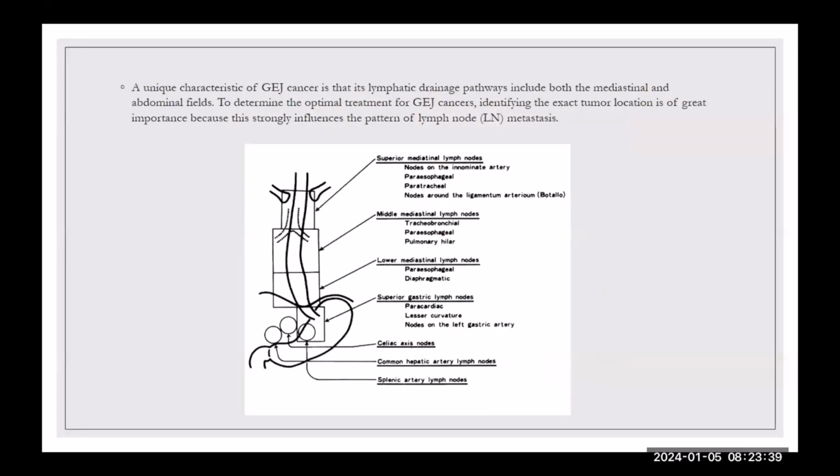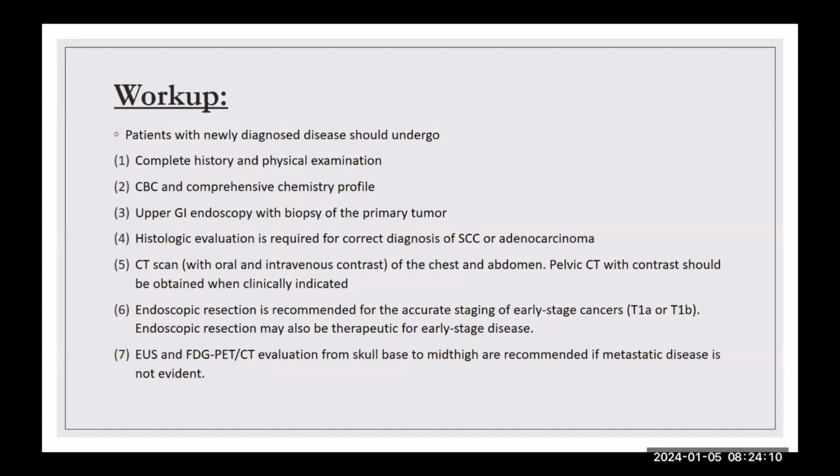Here is a unique characteristic of gastroesophageal junction cancer: the lymphatic drainage is very peculiar. So identifying the exact tumor location is of great importance and strongly influences the pattern of lymph node involvement and metastasis. Here, as you can see, the upper, mid, and lower esophagus drain into a particular group of lymph nodes. So it is very important to know the exact location, and accordingly we can look for any metastasis in a particular lymph node.